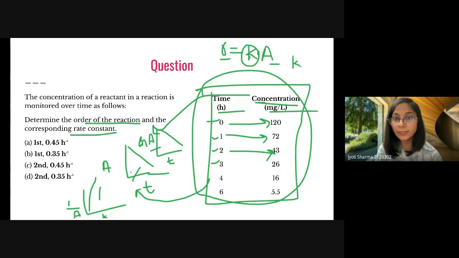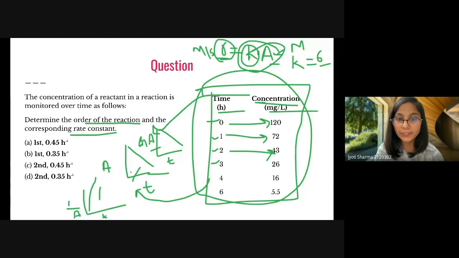So here, rate is molarity per time, so this is molarity per second, right? And the concentration A is nothing but molarity. So the unit for k will be per second, provided it is the first order reaction. So let's see what will be the answer for this.